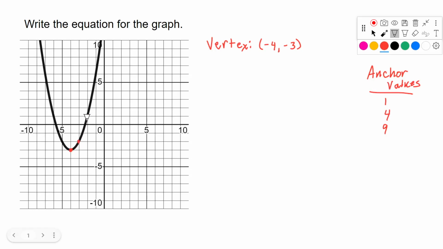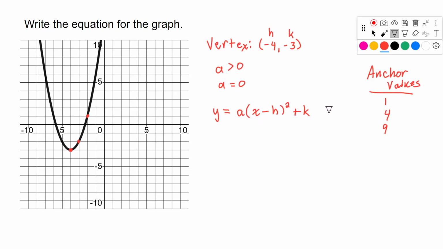Because our graph is open up, we know that a is greater than 0. And because there is no stretch, we know that a is equal to 1. Now the reason I'm referring to a is because the vertex form of a parabola is y equals a times (x minus h) squared plus k. The x value of the vertex is h and the y value is k.